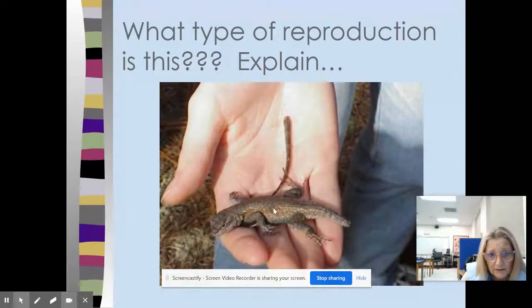Okay, we have a lizard and it looks like its little tail has come off. Now, this tail will not create a whole new lizard, okay? This will only create a new tail. In smaller organisms like earthworms, then it would create a new exact copy.